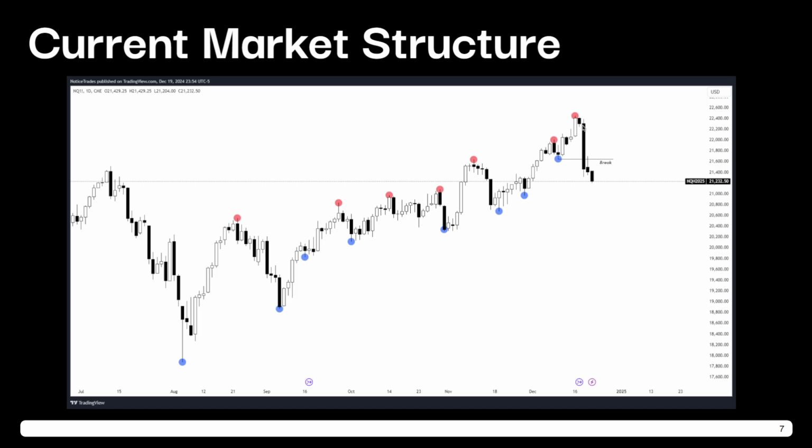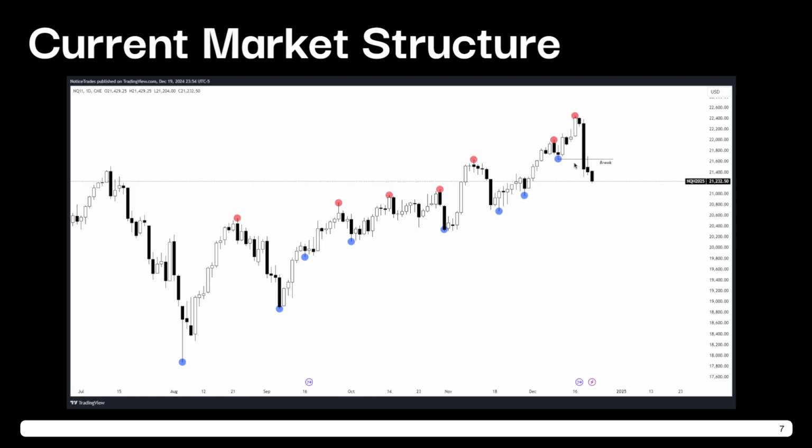Aggressive move down off of FOMC, and we started to break below where? This swing low. Right? So the market did what? Higher highs, higher lows, came up, made a higher high, smashed through this previous low here. So have we formed a new swing low yet on the chart? No, technically we have not, but we have broken below an old low.